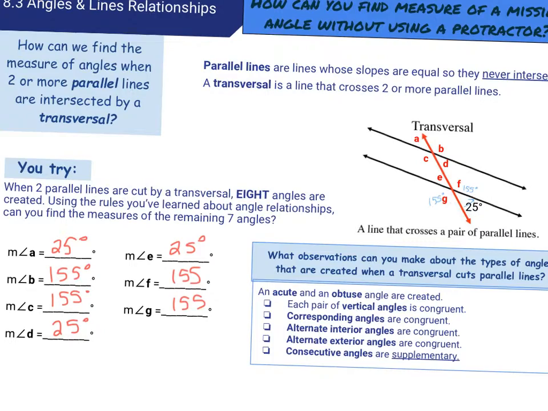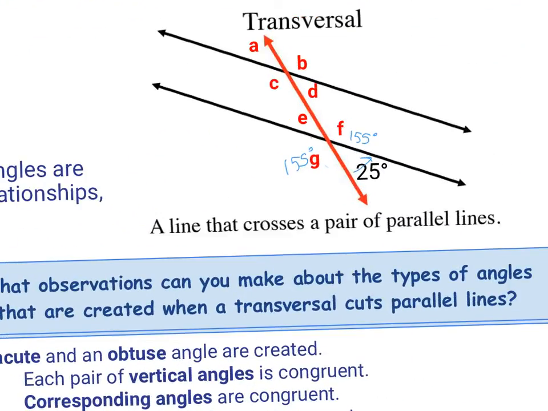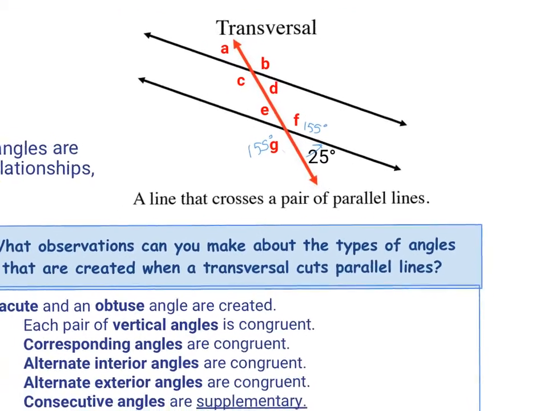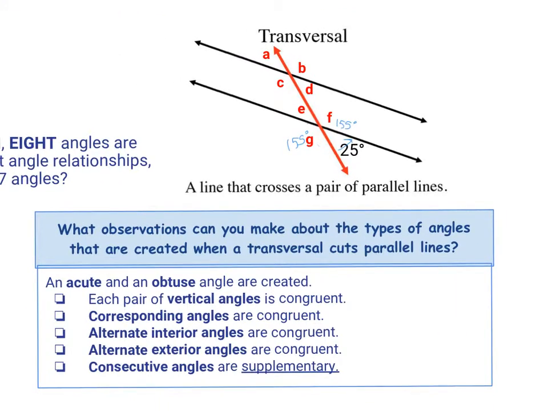So if we were to look at the relationship between the lines that are created, you would notice that, first of all, an acute and an obtuse angle are created when lines are cut by a transversal. You notice that the acute angles are A, D, E, and 25 degrees. So that means that each of the acute angles measure the same amount.